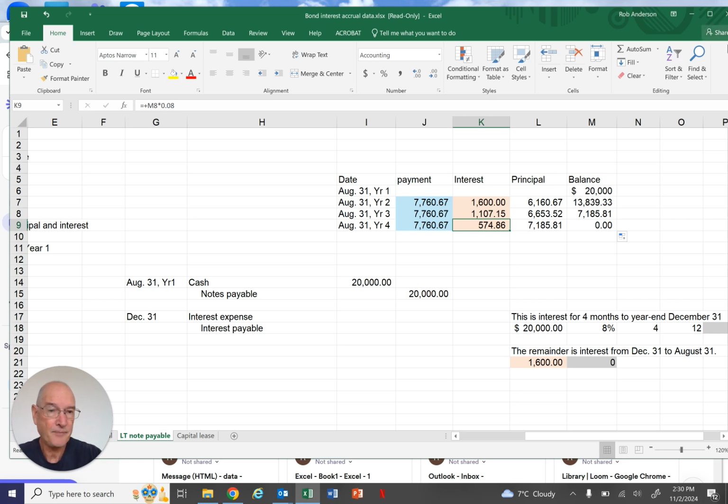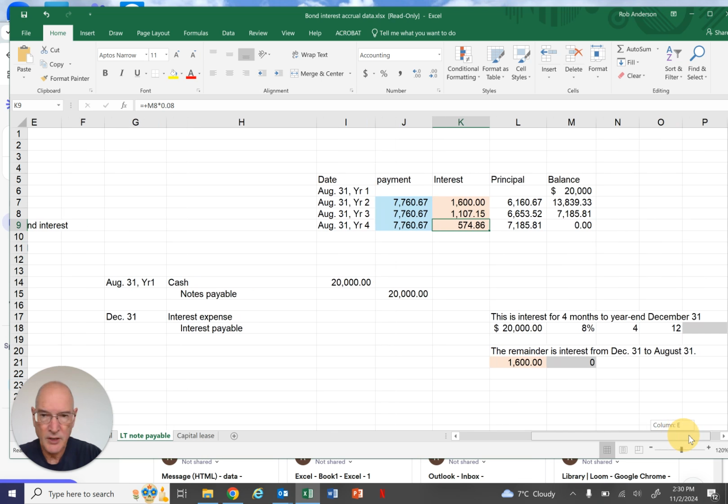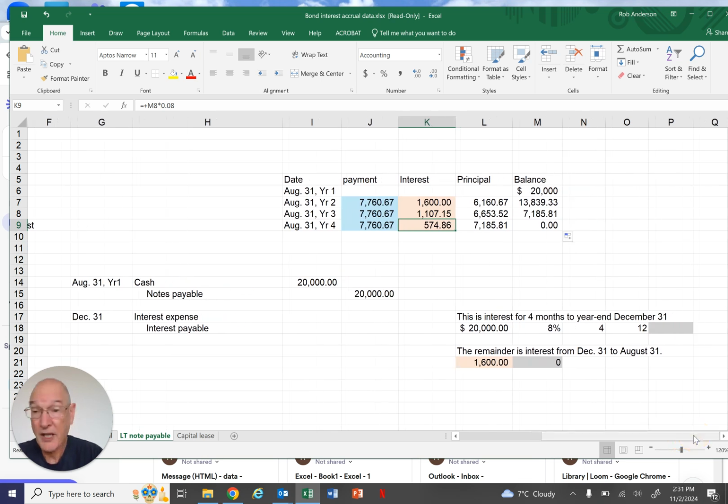Okay, so over here, I've calculated, or I'm about to calculate, how much that is. So note that again, August 31 to December 31 is 4 months, and I'm rounding to the nearest month here out of convenience.